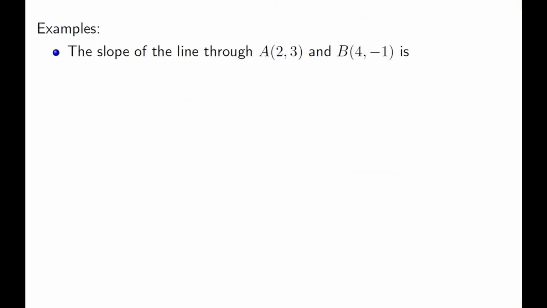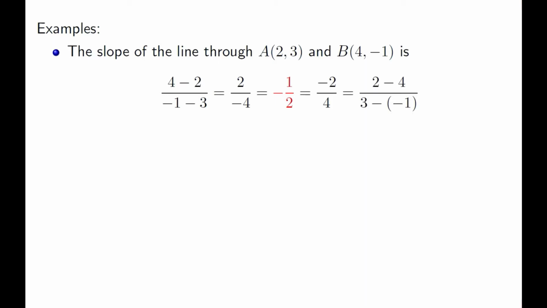For example, let us find the slope of the line through (2, 3) and (4, -1). We just apply the formula for slope and we get -1/2. We can also get the same answer when we swap the xi and yi.